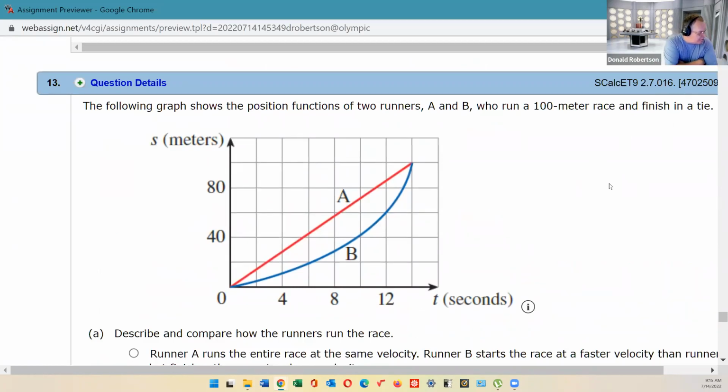Here is an example of a position time curve. And this is showing you two people running the 100-meter race. It's slightly artificial, but let's pretend it was really accurate. Person A is that red line.